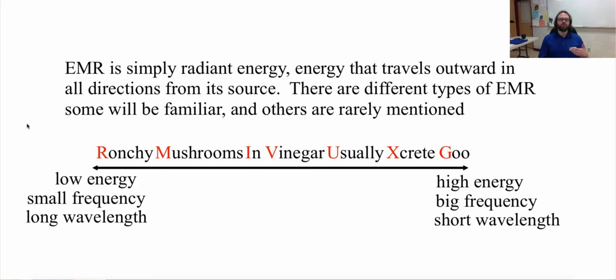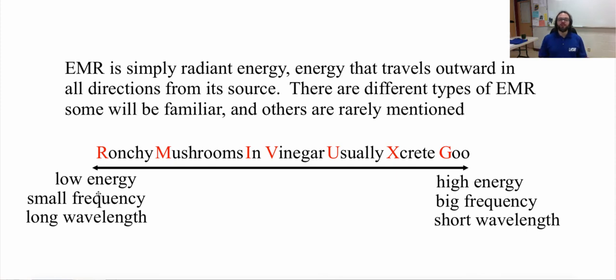Electromagnetic radiation is simply radiant energy that travels outward in all directions from its source. So it follows the radius from the center of the source outward. There are different types of electromagnetic radiation that we must become familiar with. And we have to know the order of these, because this will help us determine our energies and so on and so forth. A way to remember this is "raunchy mushrooms in vinegar usually excrete glue," where our small frequency is on my left side and my high frequency is on my right.